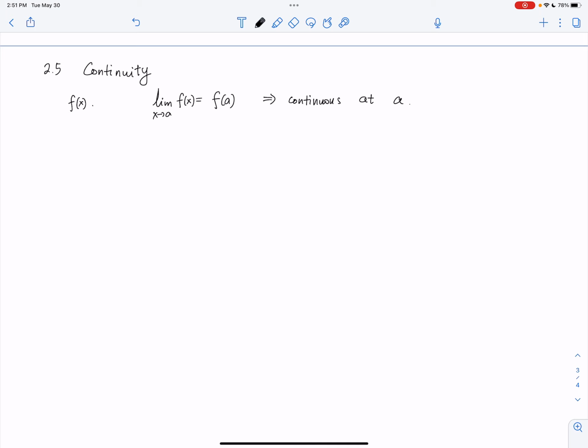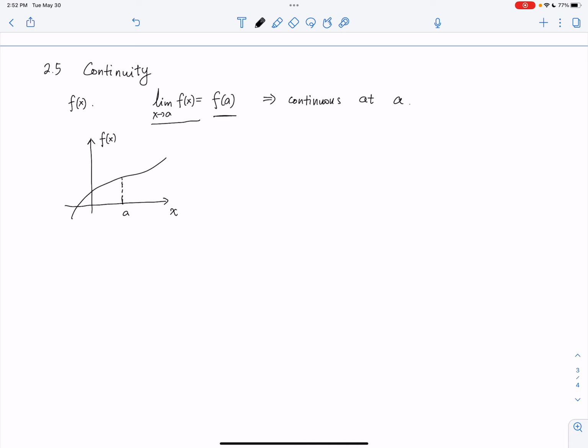So you can see that we must have a limit. So the limit must exist. And you also need this value to be well defined at a, and these two must be equal in order for the function to be continuous. In simple words, a continuous function will look like that. A is here. There's nothing going on at this A.